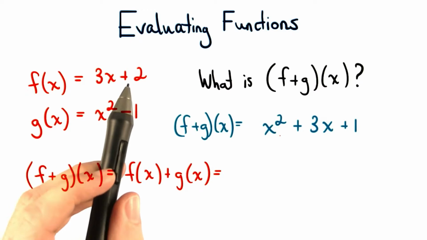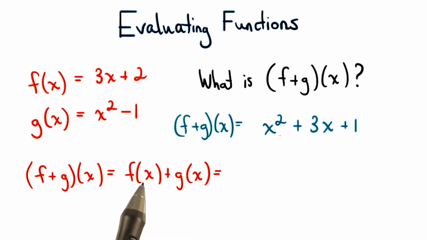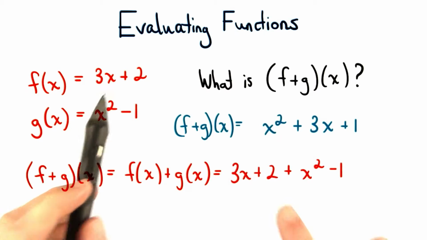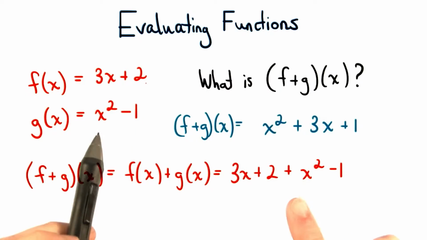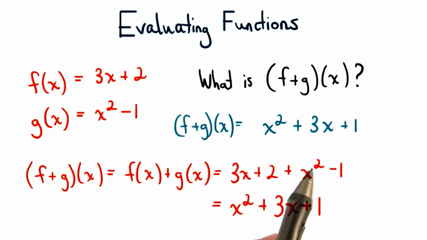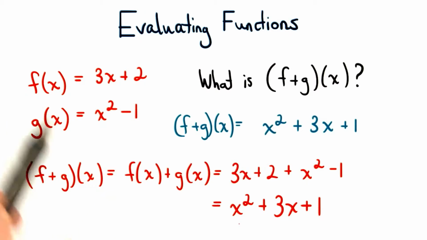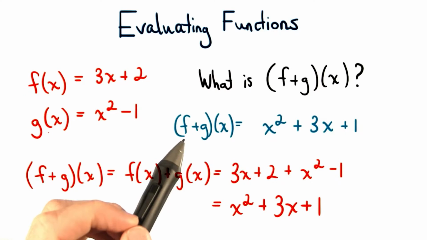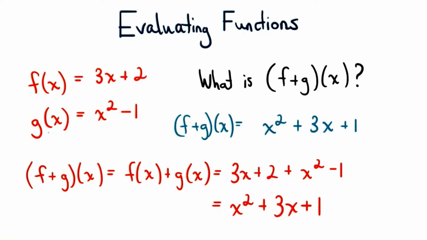So we'll have 3x plus 2 for f of x, and we'll have x squared minus 1 for g of x. So notice, here's f of x, and here's g of x. We're just adding the two functions together. Writing the highest power first, I'll have x squared plus 3x plus 1. This is the result of adding these two functions together, f plus g of x.